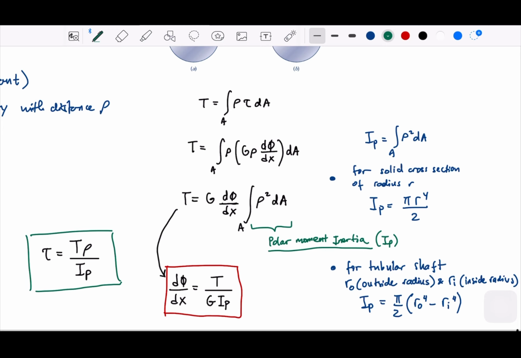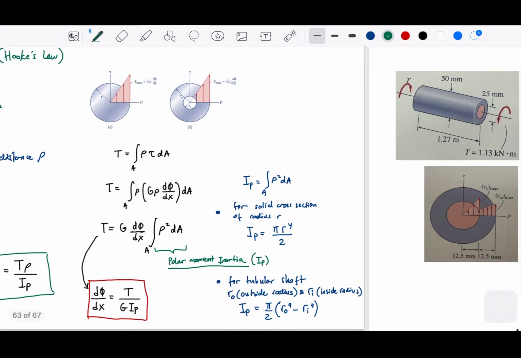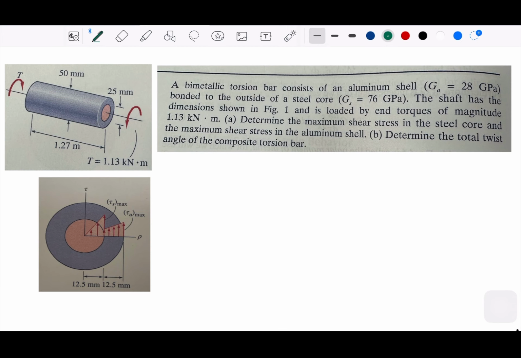Okay. Now, giving you context for this shear stress and torsion, let's start to look at this example here. So we have a torsion bar, bimetallic, which means that there will be two materials. The shell is aluminum, bonded to the outside of a steel core. Aluminum shell bonded to the outside of a steel core.